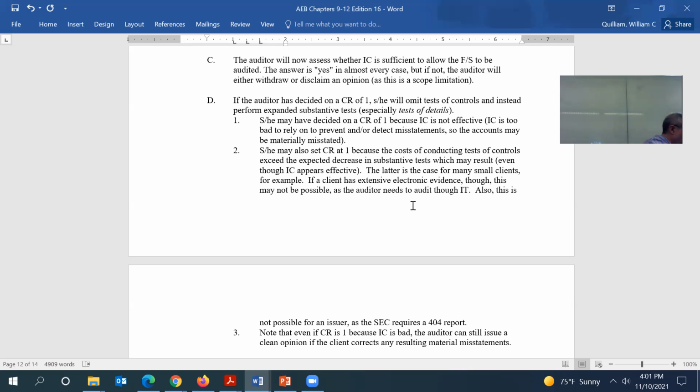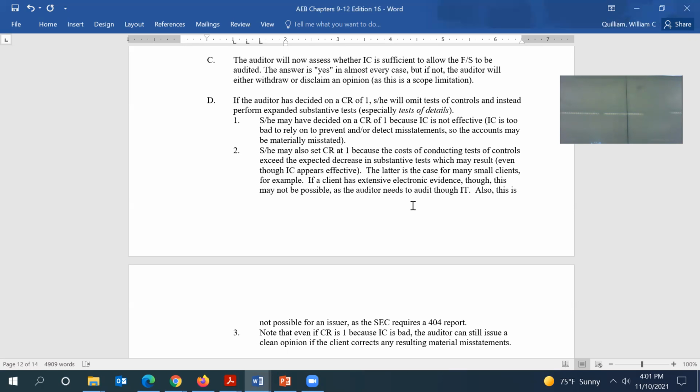So that's the obvious issue that normally goes on. Internal control is just too bad to rely on, even though it exists. So we're going to say the control risk is maximum, 100%.